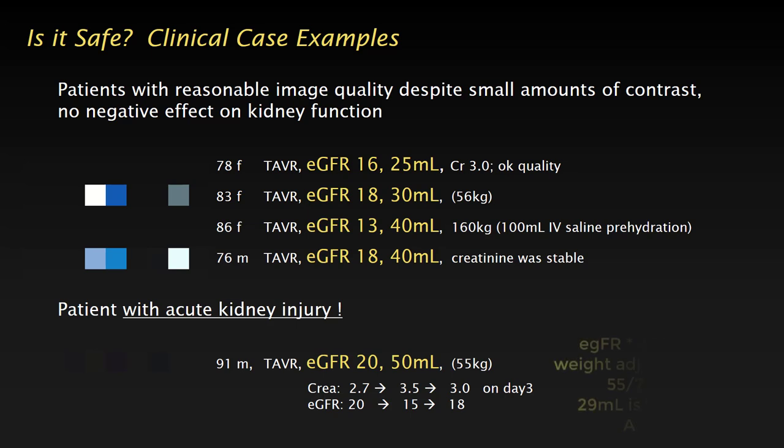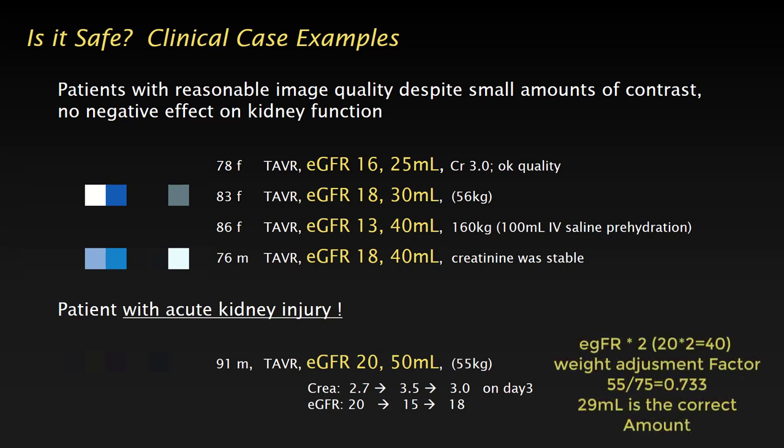Because if you think about it, a patient with an EGFR of 20, you can give two times the volume, which would be 40 for a 75 kilogram person. This guy had only 55 kilograms, so he could have gotten less than 40. He should have gotten only 30 cc's of contrast rather than 50 cc's. So in this particular case, you don't know if he would have also gotten acute kidney injury if you had given him only 30 cc's of contrast.